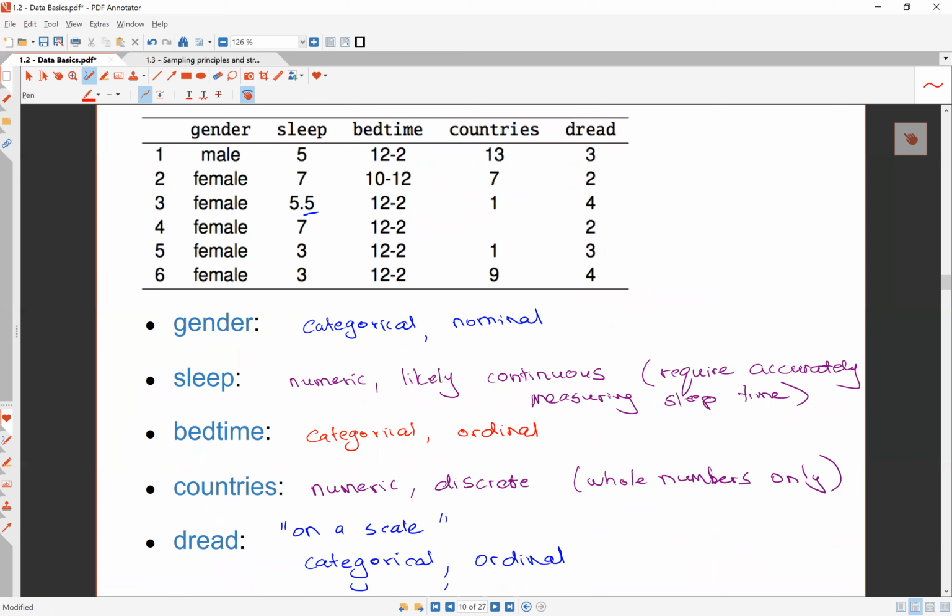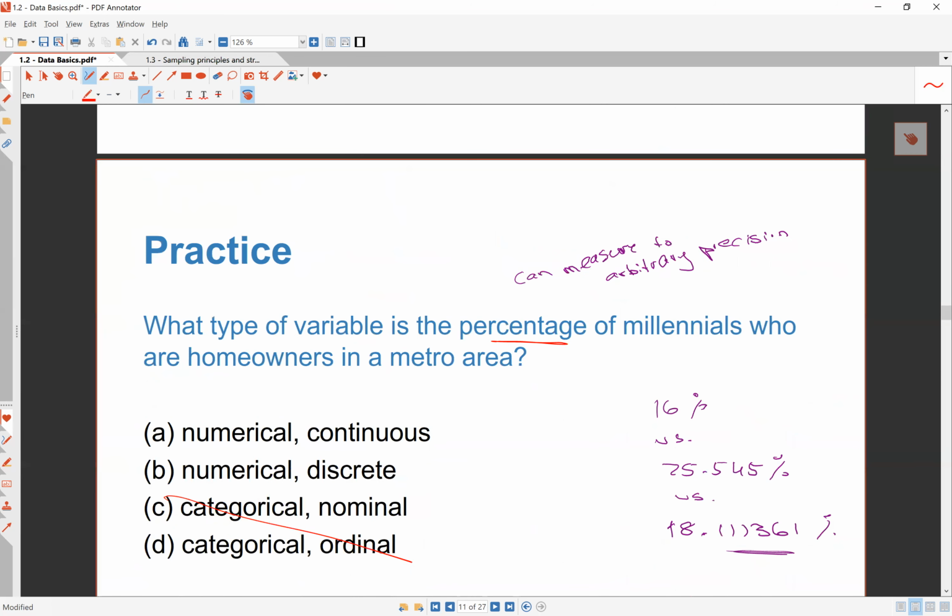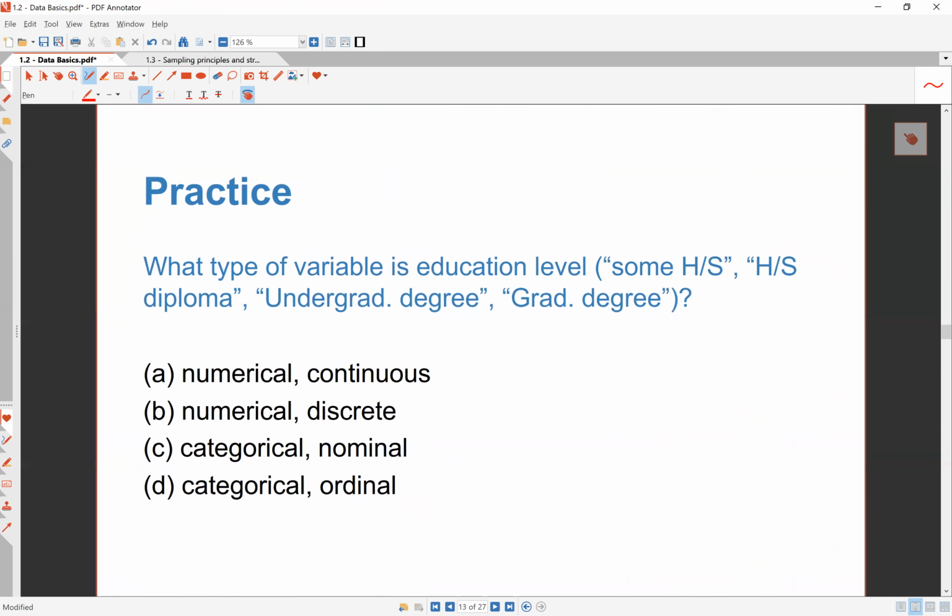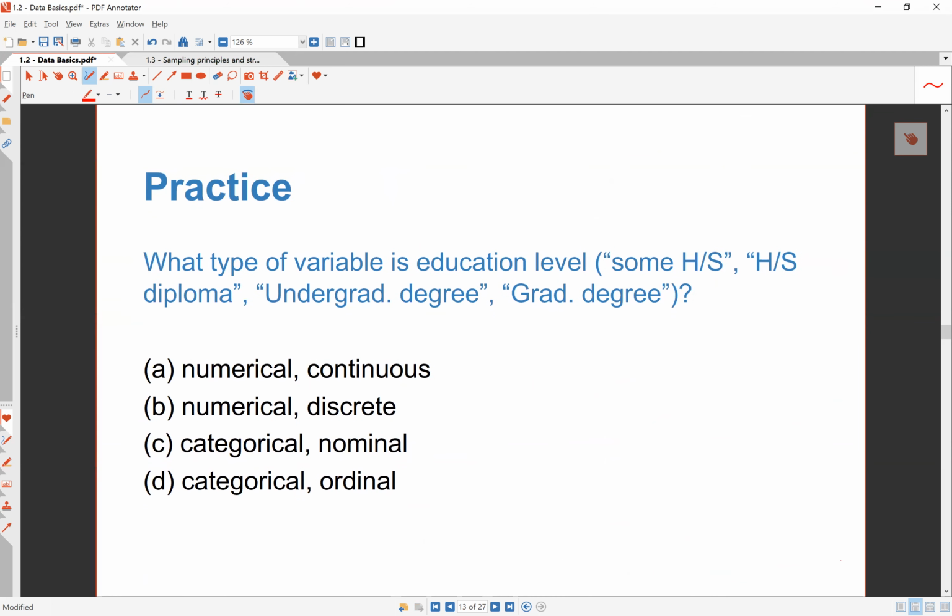So I'm going to skip over the examples we looked at yesterday and pick up with some examples that we didn't quite get to. So say in a survey, we ask someone what their education level is. And the options are some high school, a high school diploma, an undergraduate degree, a graduate degree.